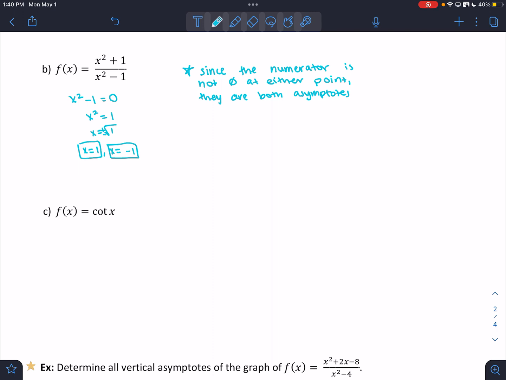Okay. Ultimately, I was just checking to see if I could factor the numerator to be the same, right? The rule is if you can make the same thing in the numerator and the denominator, it cancels out to be a hole instead of an asymptote.